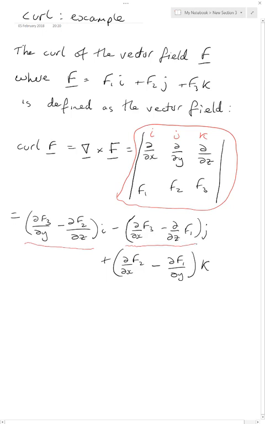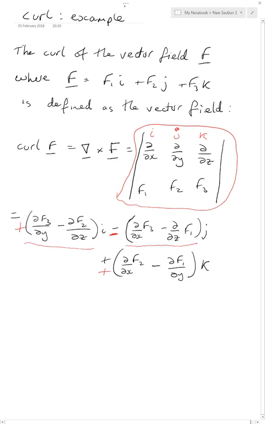Now, to find the coefficient of j, we would cover up the column containing j. So this middle column would be covered up, and then we're left with another 2 by 2, and from there we can find j. And don't forget, just like when we're doing the cross product of two vectors, it's a plus, a minus, and a plus. If we do it that way, plus, minus, plus, we don't have to mix up the internals of the brackets.